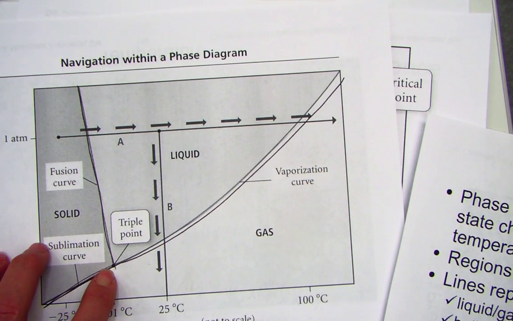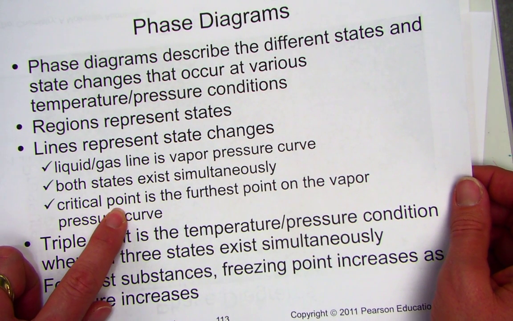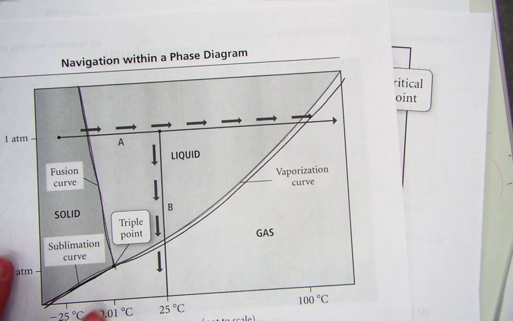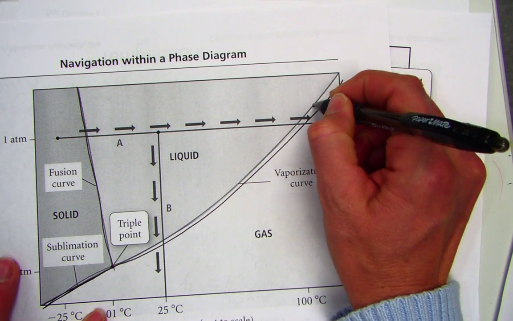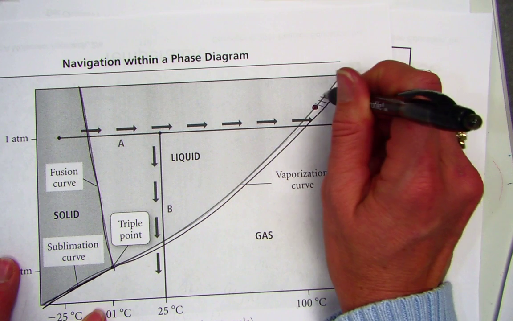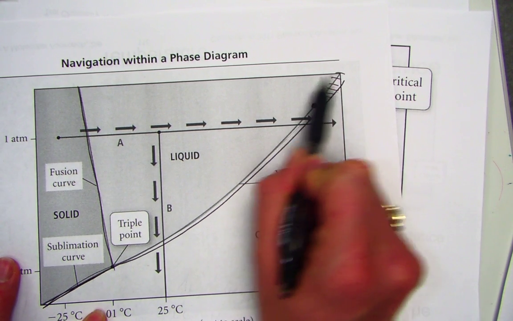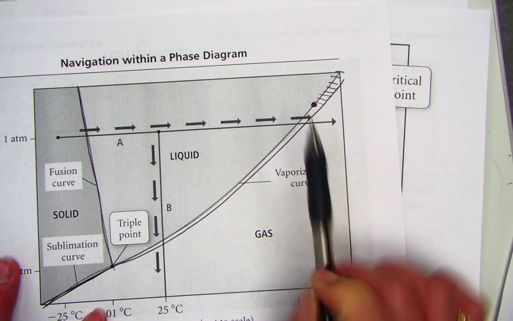Critical point. We discussed this earlier, and that's the very point that I tried to draw. The furthest point on the vapor pressure curve. Typically most phase diagrams have a dot up here to say, past a certain point, I can no longer distinguish, and the line just disappears, and you see this blend together. I can no longer distinguish between the liquid and gas phase past the critical point.